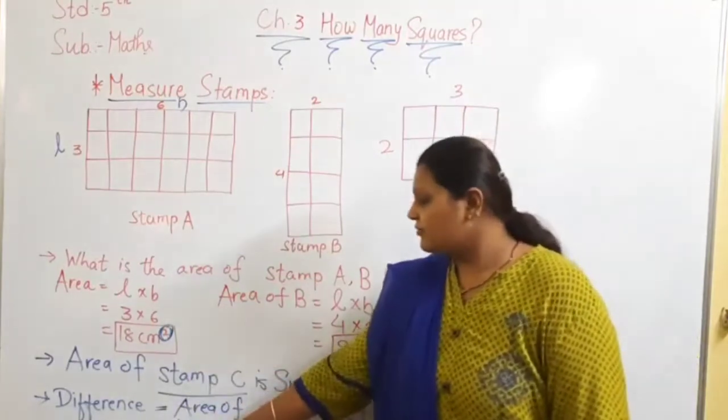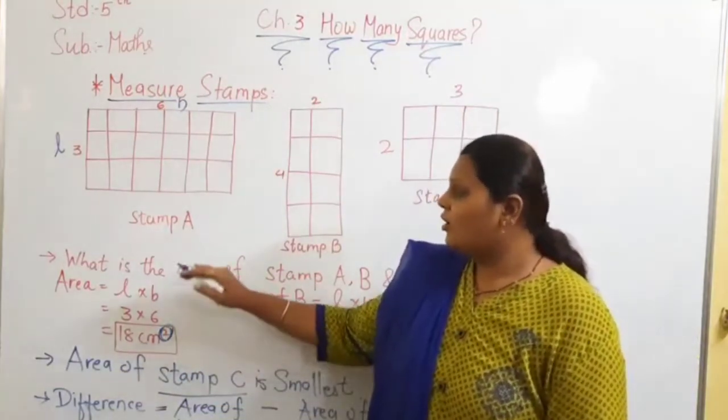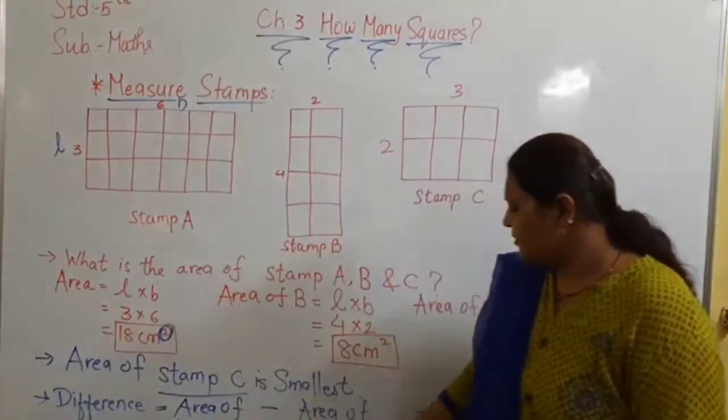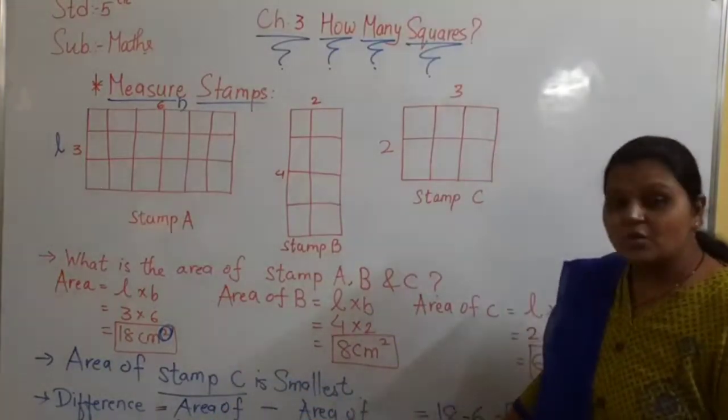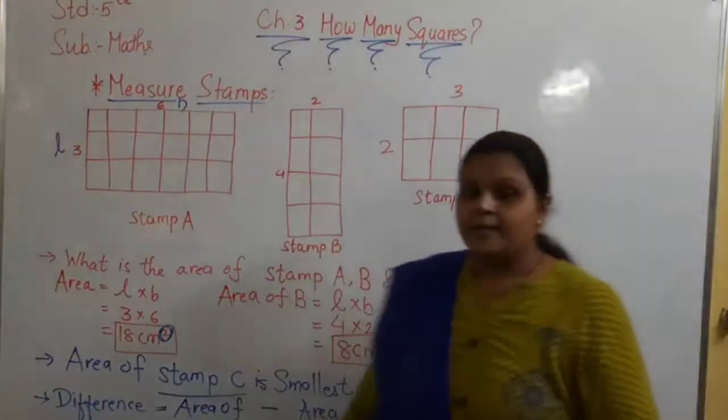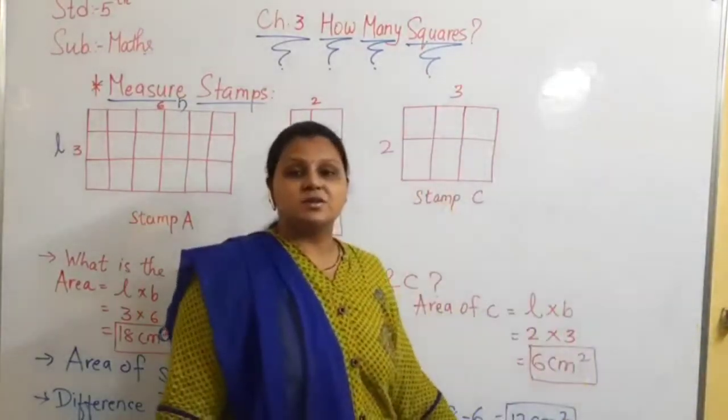Now I will find the difference of area of steps. Okay, so area of biggest step minus area of smallest step, that is 18 minus 6 comes to 12 centimeter square.